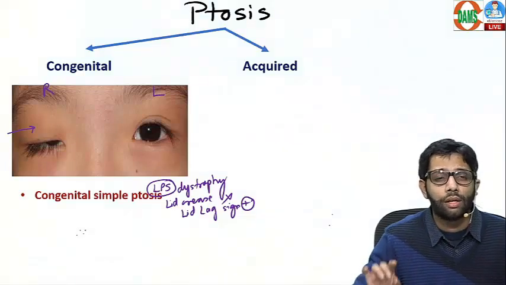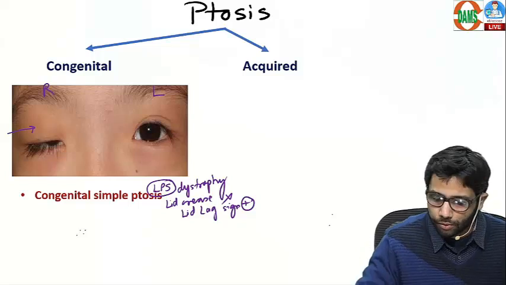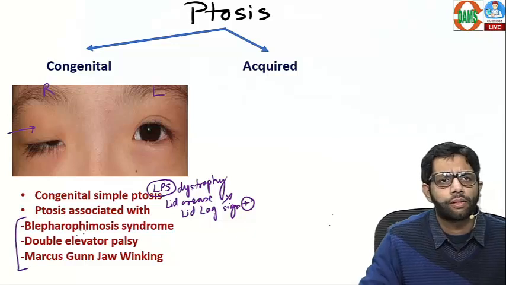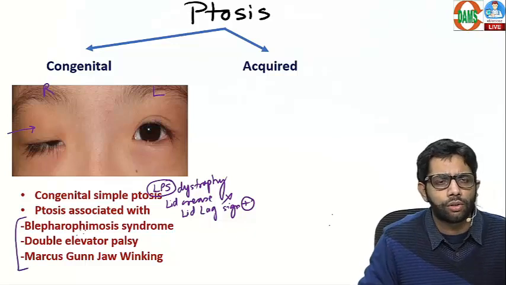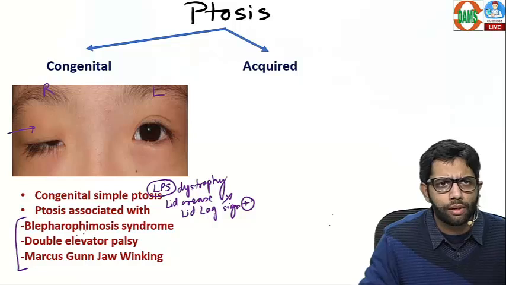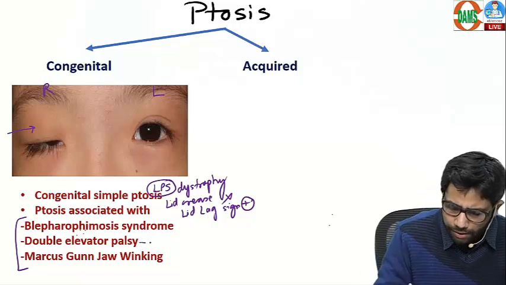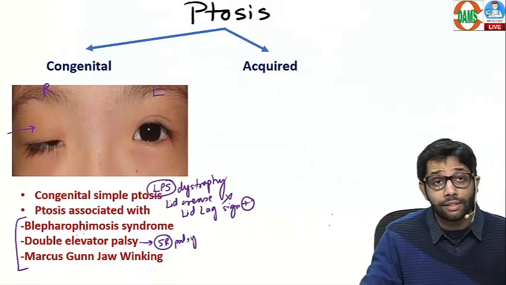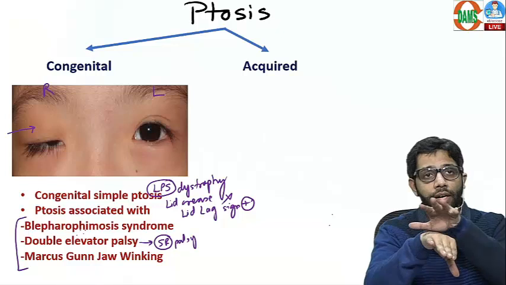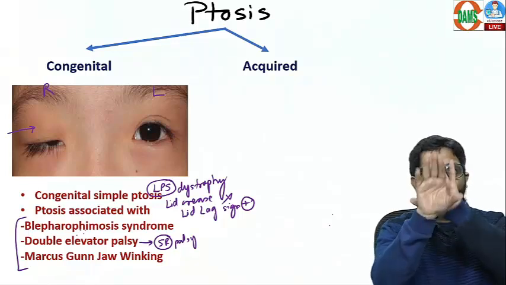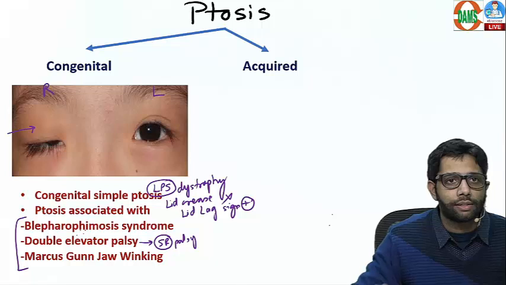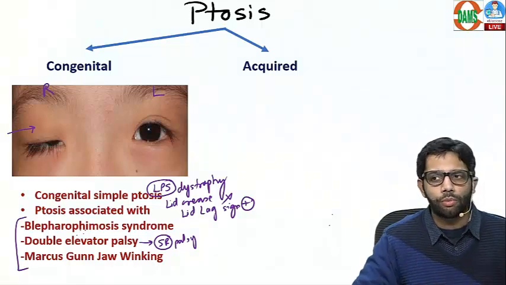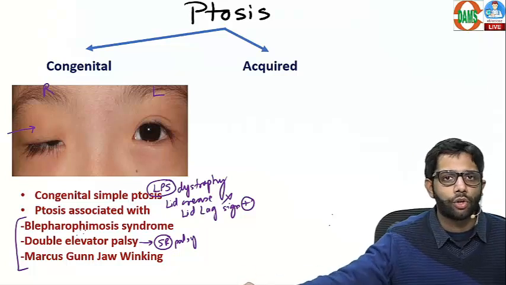This is simple ptosis. Now it can be complicated ptosis as well. Complicated ptosis can be associated with, you remember these three? I will tell you in short notes later on. Blepharophimosis syndrome, double elevator palsy, meaning superior rectus palsy plus ptosis. Superior rectus elevates the eyelid. There is an association between superior rectus and LPS, so both elevators are having problems. The SR palsy is there in double elevator palsy, and there is a phenomenon known as Marcus Gunn jaw winking phenomenon.